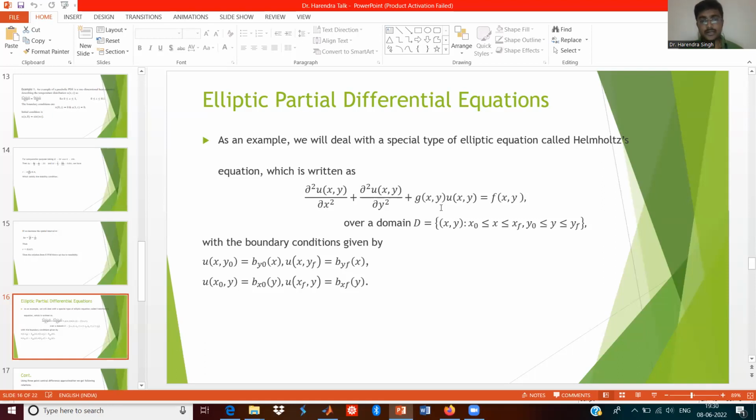This is the elliptic partial differential equation. Here we have second derivatives in both space variables, so we require 4 boundary conditions. These are the 4 boundary conditions. Because we have a second order derivative in the x variable, we require 2 conditions for x and 2 conditions for the y variable. So in total we require 4 boundary conditions to solve this problem.